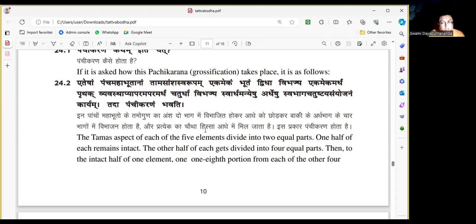1/2 plus 1/2 is 1. So divide into equal parts; 1/2 of each remains intact as it is. Then the other half, each gets divided into 4 equal parts. So the other half of each Pancha Sukshma Bhuta divides into 4 equal parts. So 1/2 divided into 4 equal parts is how much? Plain arithmetic: it is 1/8, is it not? 1/8 plus 1/8 plus 1/8 plus 1/8 is equal to 1/2. You see, plain arithmetic.